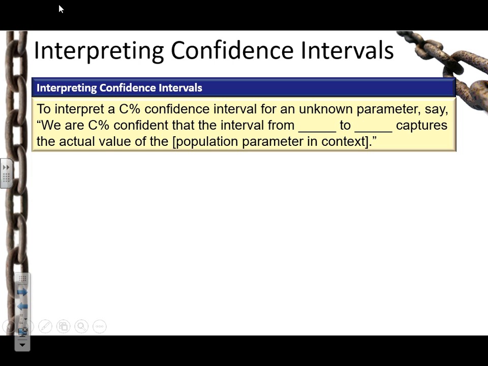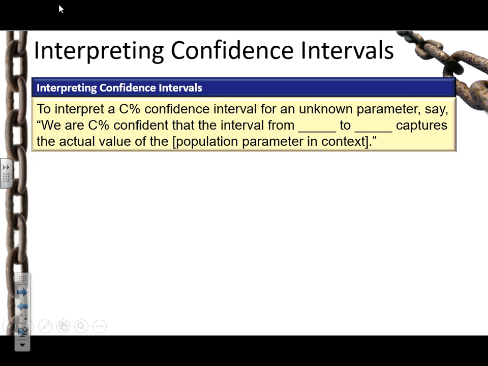So when they give you a confidence interval, being able to interpret it is extremely important. So this essentially gives you your blanket statement. Anytime they ask you to interpret a confidence interval, you can make this statement. All you have to do is insert context.